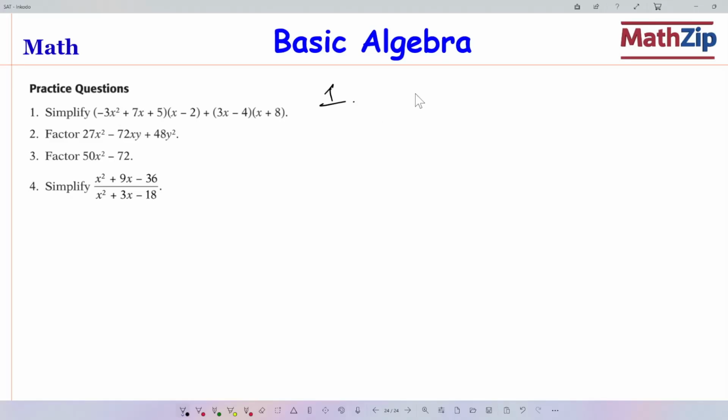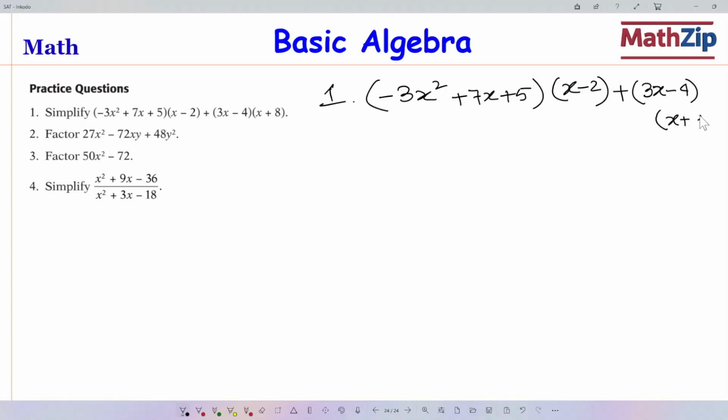We will simplify (-3x² + 7x + 5) times (x - 2) plus (3x - 4) times (x + 8).